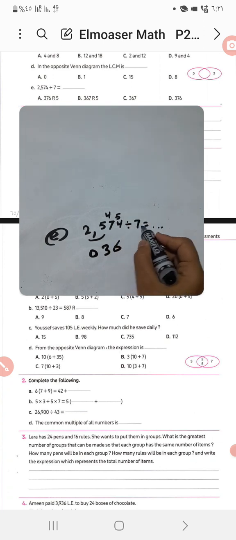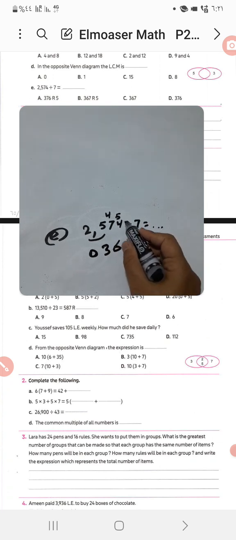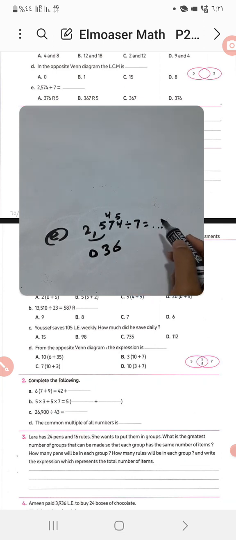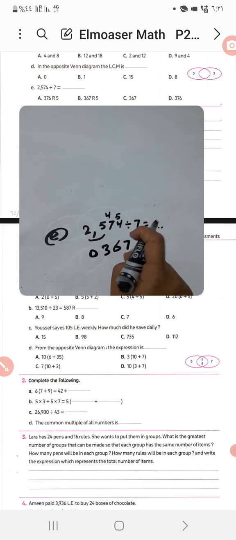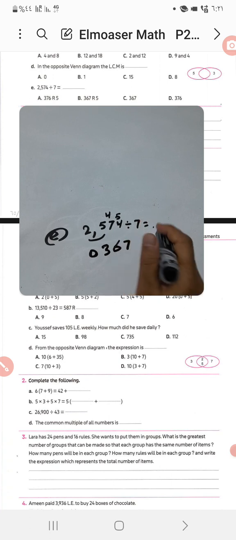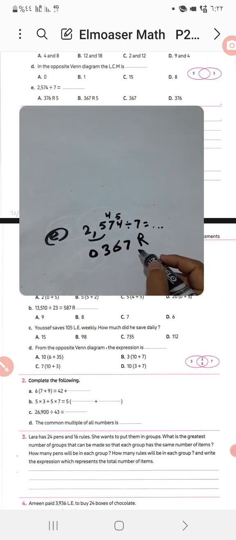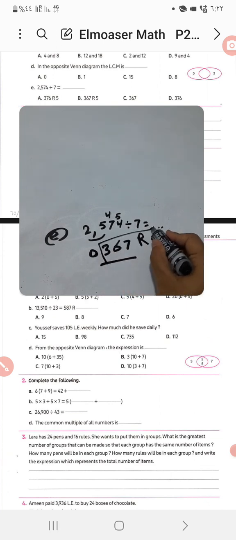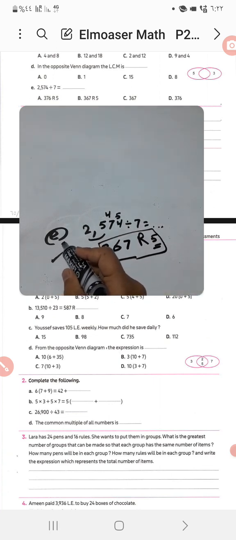Then 54 divided by 7 equals what? 7 times 7 equals 49. 7 times 8 equals 56. Then we can write 7. 7 times 7 equals 49, and the remainder we can count from 49 to 54. It will be remainder 5. So the result will be 367 and remainder 5. It's the result for question letter E. You must choose letter B.